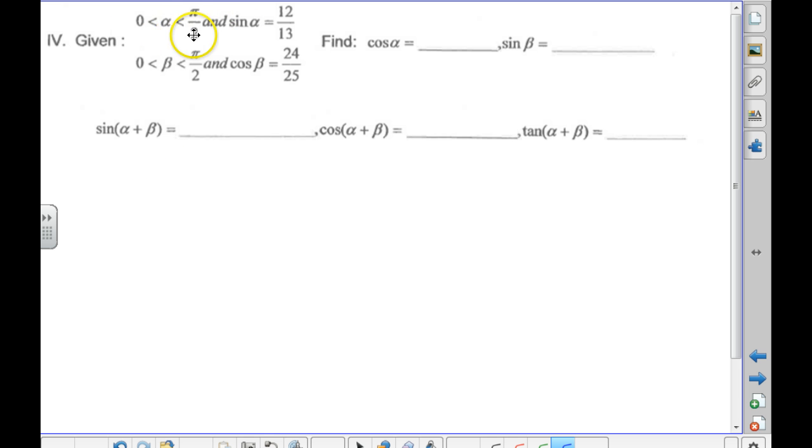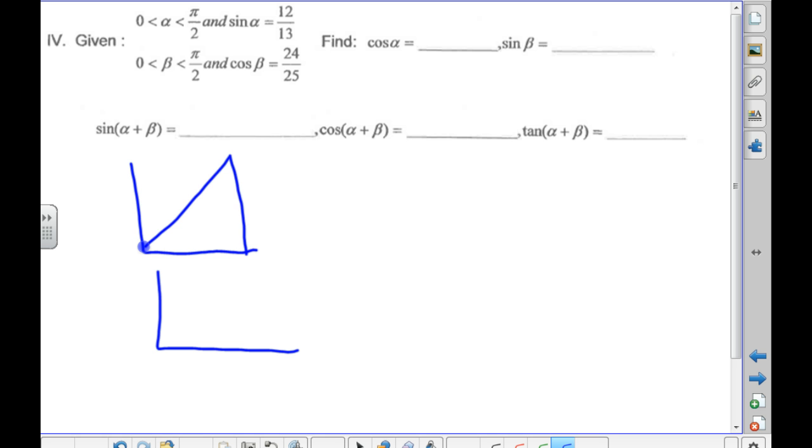Right here. What quadrant are both A and B in? First quadrant. Okay. Guys, please stop talking. A, or alpha, has a sine of 12/13, which makes this side down here 5. Okay. Beta is also in the first quadrant, and it has a cosine of 24/25. Did anybody figure out what the... 7. It is 7. Okay.